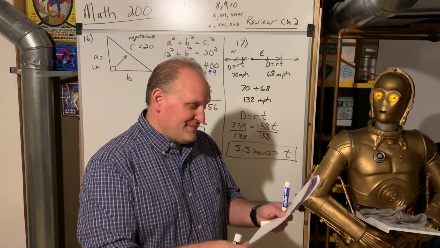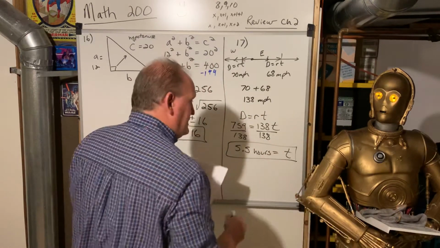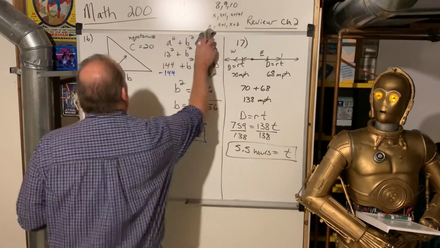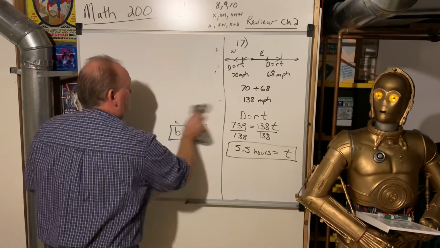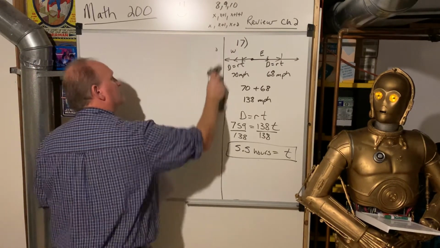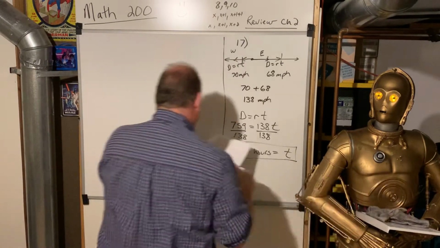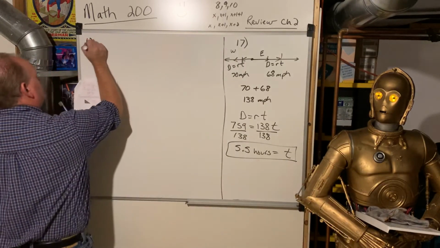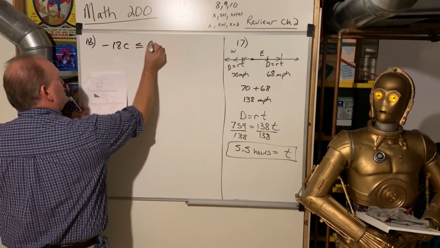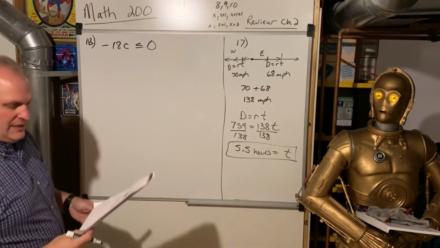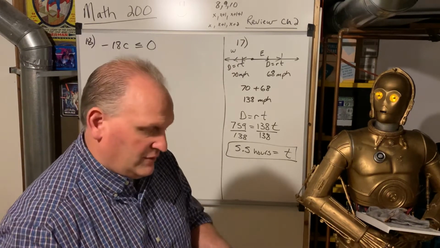All right. Okay. 18 is super quick. We'll do 18. And then I think that'll be it for this video. And then I'll do another video for the last three pages. So 18 is negative 18c is less than or equal to 0. Solve the inequality, write it as an interval, interval notation.